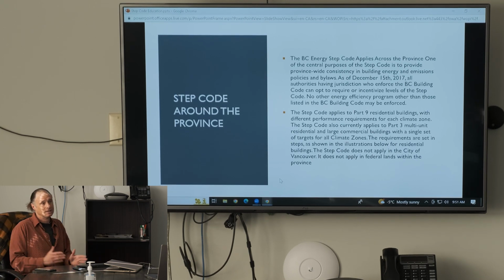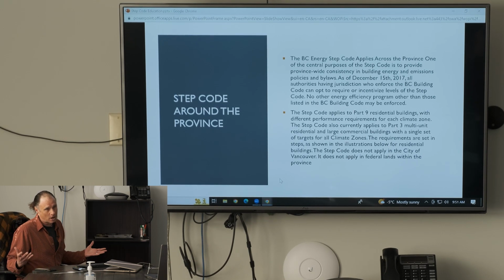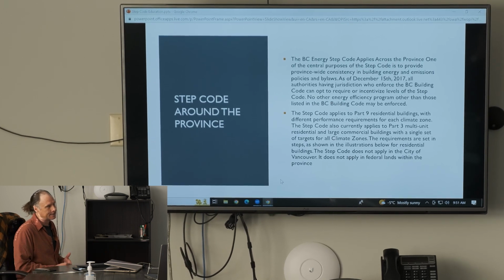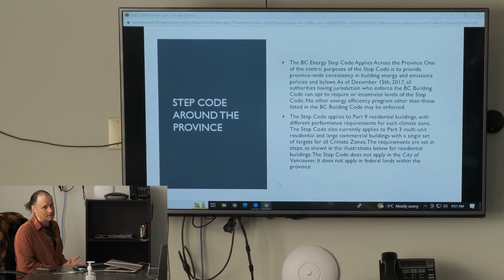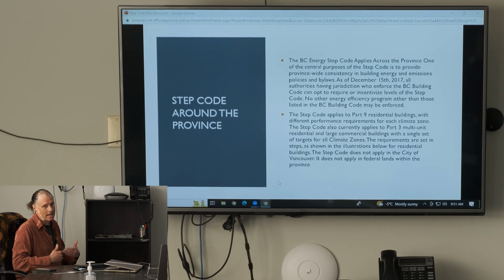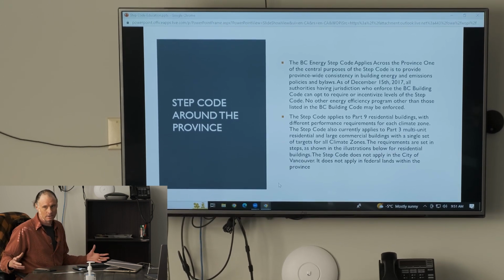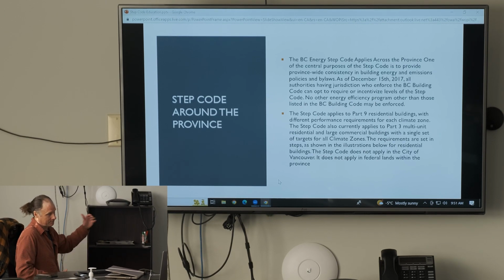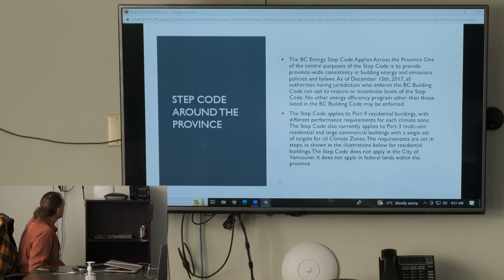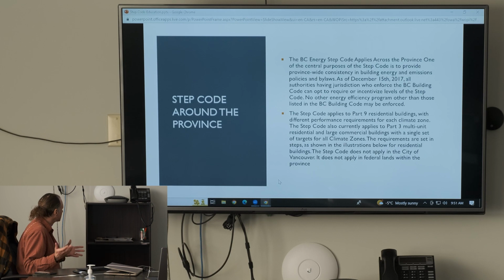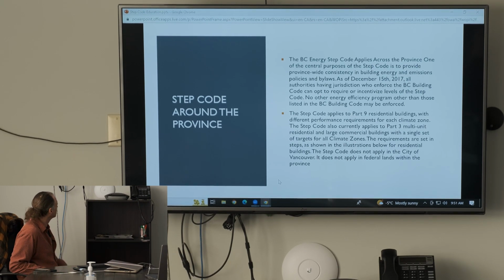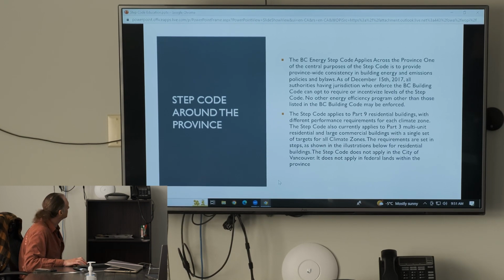So you've seen this. There's a bunch of communities that have adopted this already. The Regional District of East Kootenay has adopted it. The City of Kimberley has, City of Nelson, and so builders who are building in those areas can get incentives if they reach the different steps of the step code. It doesn't apply in the City of Vancouver, and it doesn't apply in federal lands within the province.